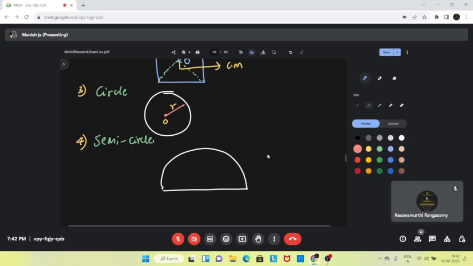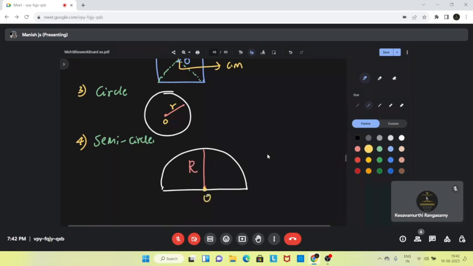Anybody? No idea? So in the semicircle, what is this length called? I have now drawn a line. What is that length called? Radius. Very good, this is the radius. If this is the radius, then we can take this as the center, right? This is the center, right?